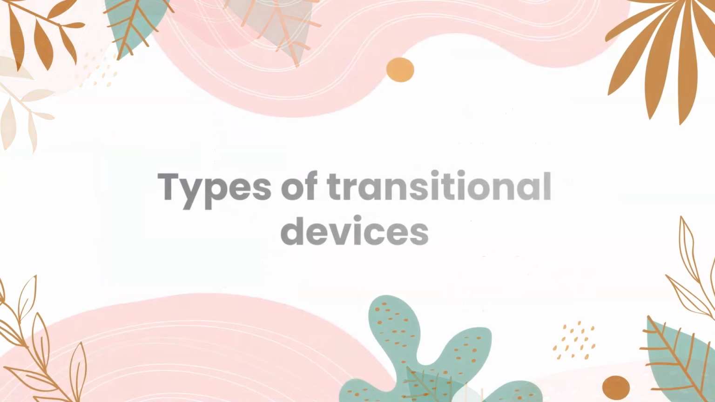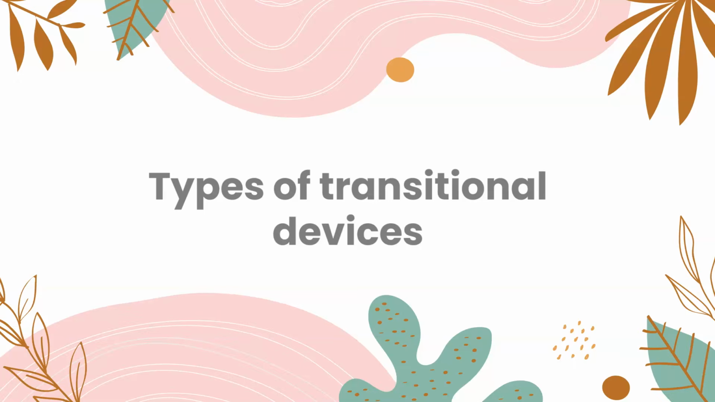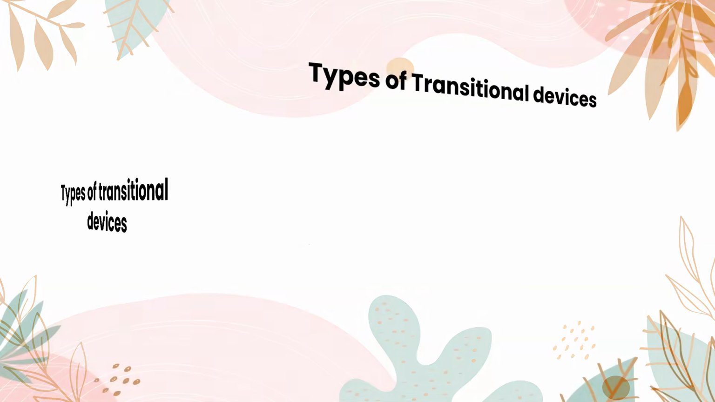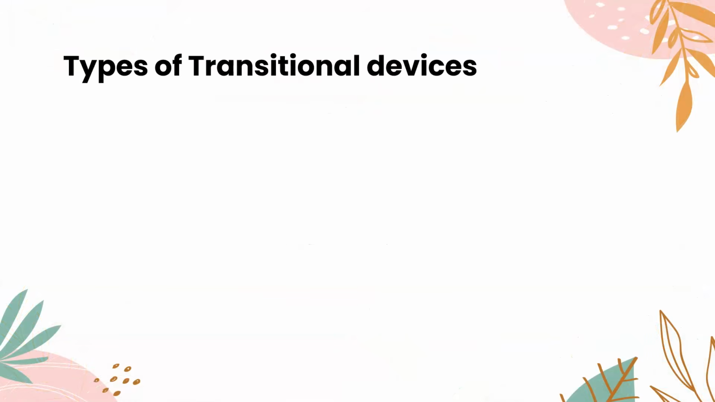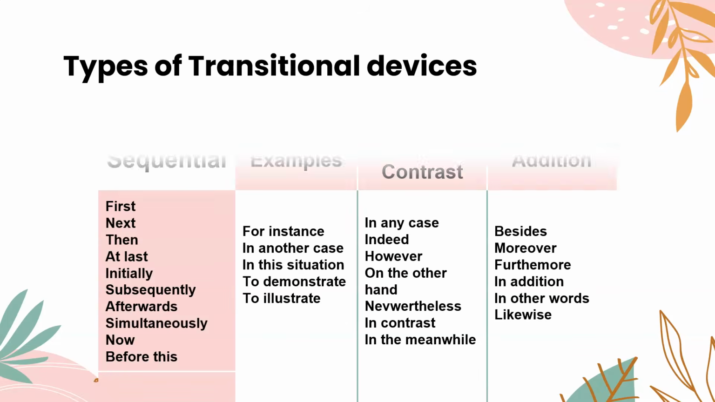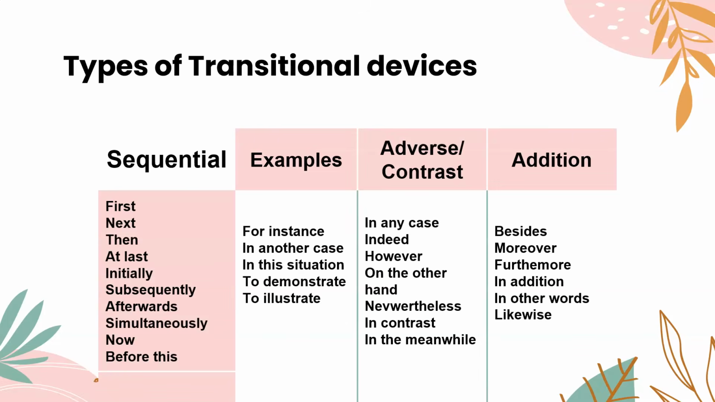Now let's look at its types. Types of transitional devices: sequential, example, adverse or contrast, addition. Now let's look under each heading few words which you can use as transitional device.